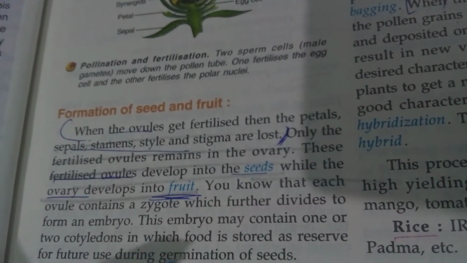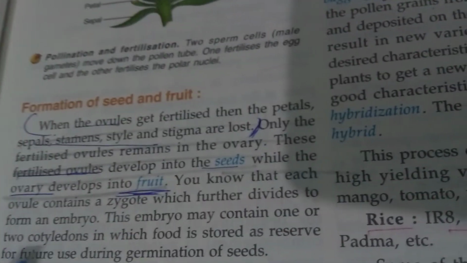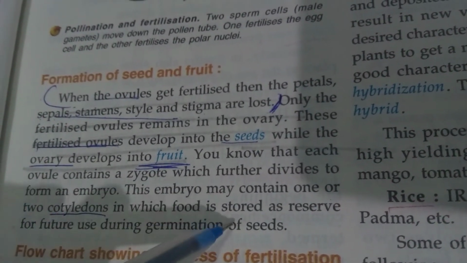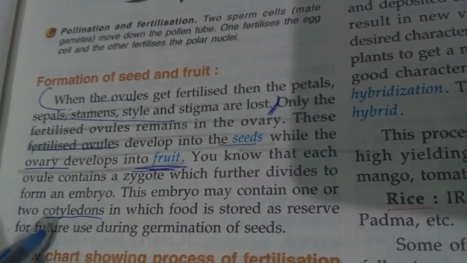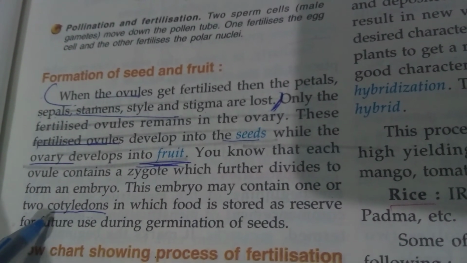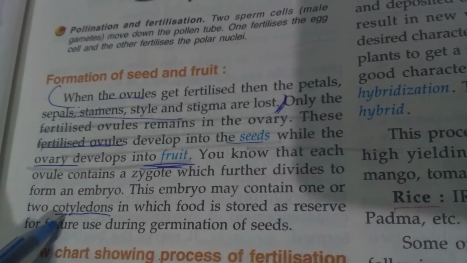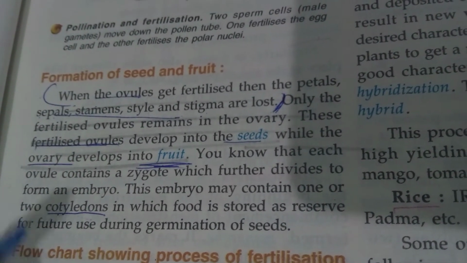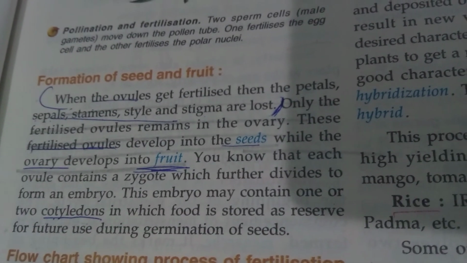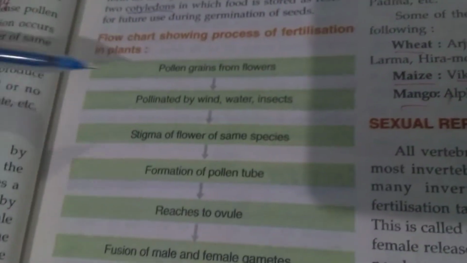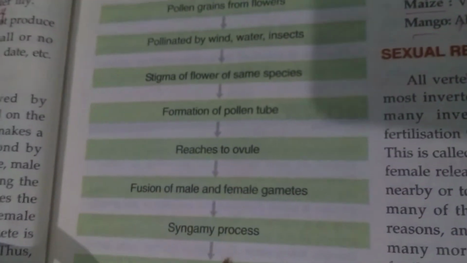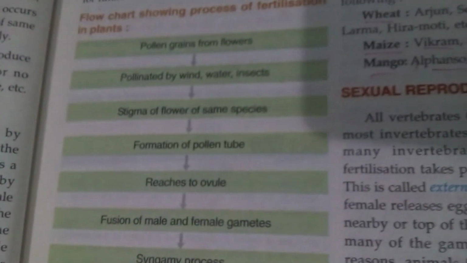Clear? The food is stored. The embryo may contain one or two cotyledons in which food is stored. So in some seeds, the food is stored in the cotyledon, while in monocots the food is stored in the endosperm. So this is the flow chart of how the process of fertilization takes place in plants. You should remember all these points. Clear? Now come to artificial pollination.